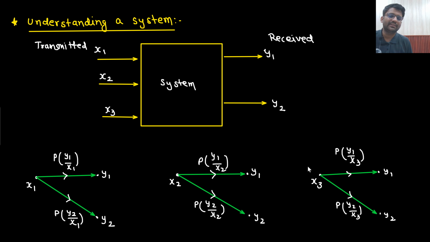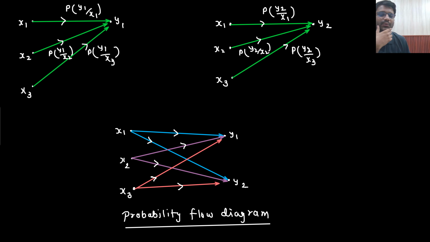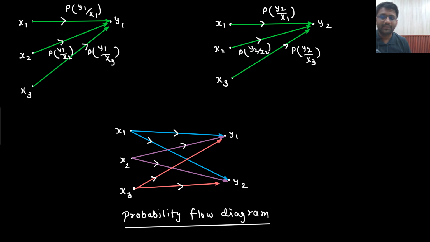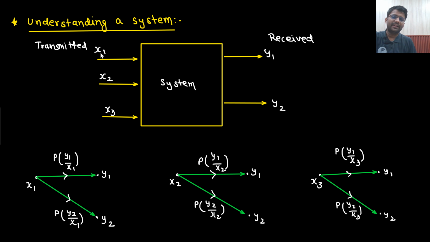Now this system is given. The question that is asked is: find the probability of receiving y1. First of all, let me know, is that understandable to you? If I am sending x1, I can either receive y1 or y2. If I send x2, I can either receive y1 or y2. If I send x3, I can either receive y1 or y2. Here on the arrows, I am writing down the conditional probability: receiving y1 given that x1 was transmitted, receiving y2 given that x1 was transmitted. In that manner, I am writing down the probabilities.